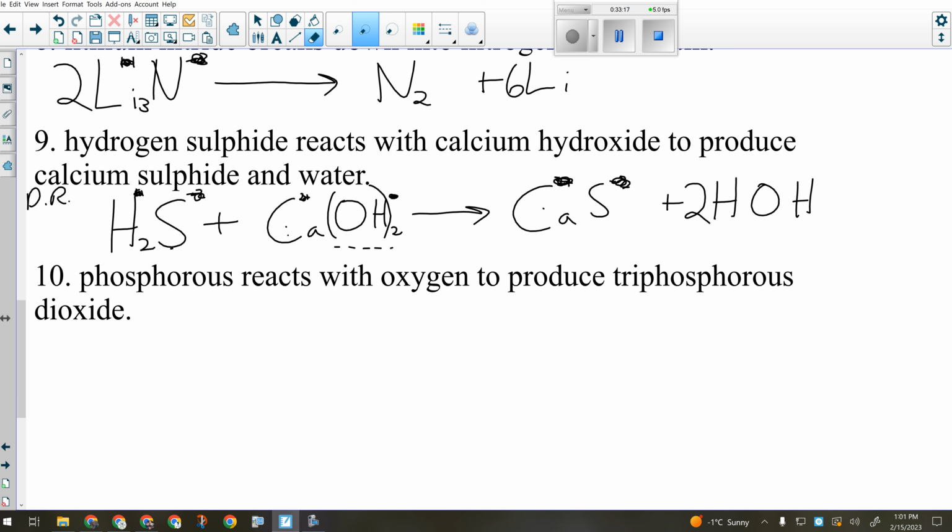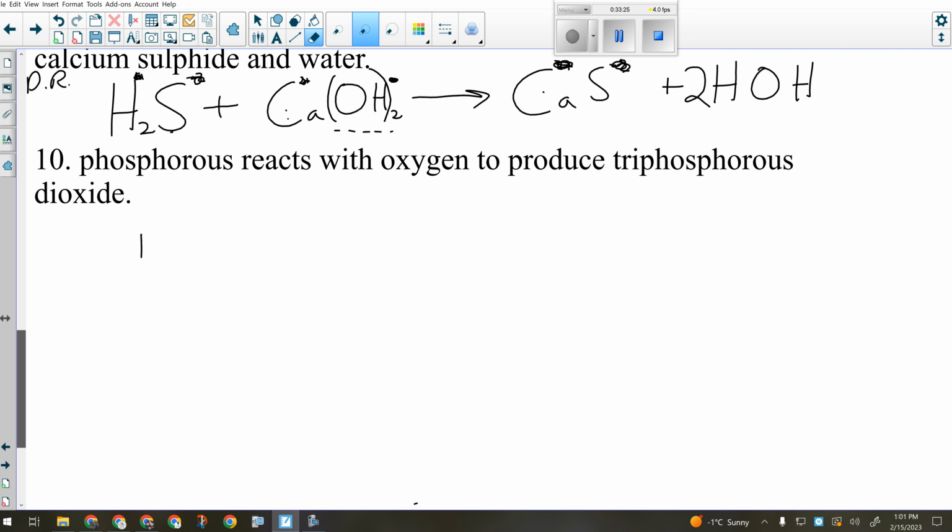How many people have done the last one? Okay. So for number 10, I've got phosphorus. Is it special? Very. It comes as a 4. So P4 reacts with oxygen, which is also special, though not as special. It's only a 2. To produce triphosphorus dioxide.